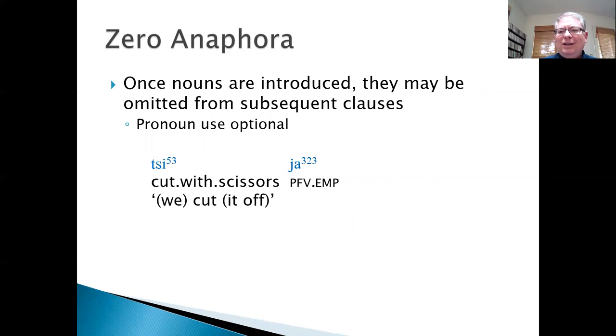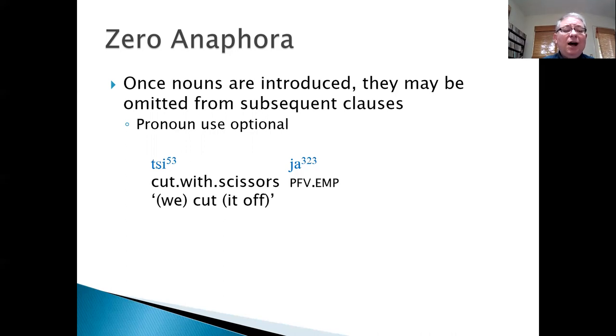One other important thing to mention about nouns is that sometimes they're just not there. So Khatso has what we call zero anaphora, which is that once you introduce a noun in conversation or in a story, you don't need to keep mentioning the noun or even a pronoun. It's just understood that it's in the mix. Now, English requires us to use a pronoun always for that kind of situation. But in Khatso, the pronoun can be used, but it's also optional.